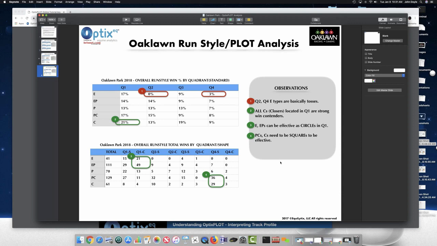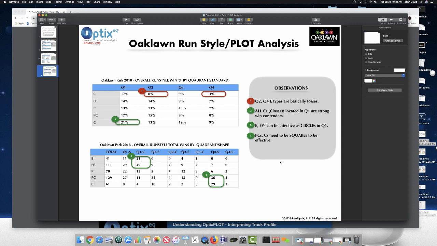Quadrant 3 is odd because sometimes, if there's nobody in quadrant 1, a quadrant 3 horse who's sitting there by himself could be on the lead, right? Just because there's just no pace in the race. So that's why I did an analysis on quadrant 3. It's a blog up there. You'll see it. It's pretty good. It explains when quadrant 3 is more effective than when it's not.